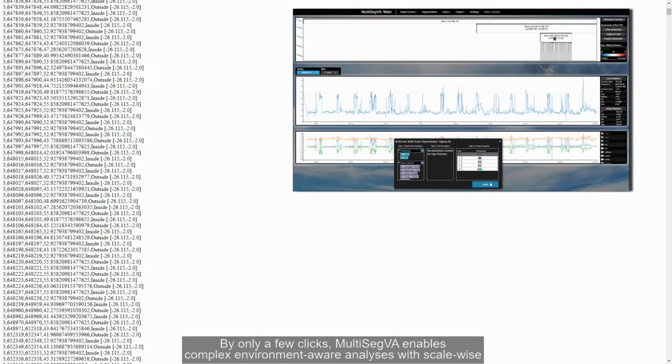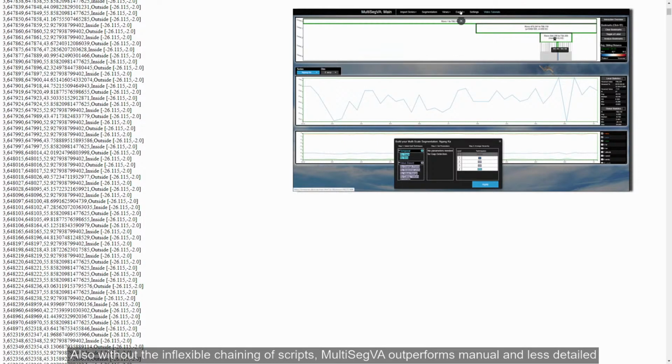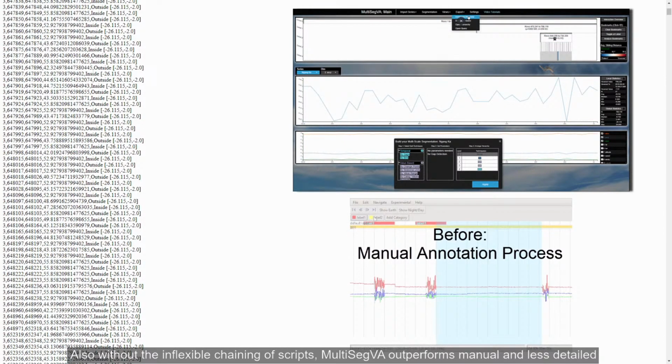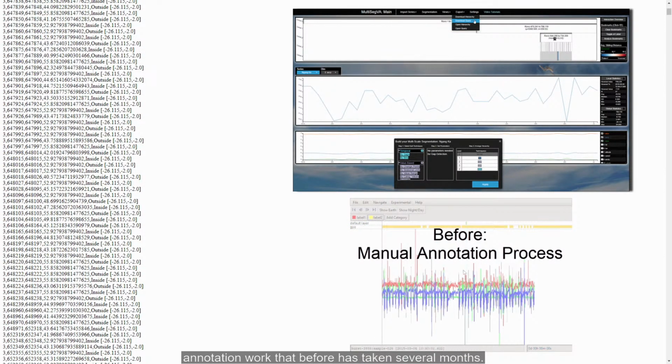By only a few clicks, MultiSegVA enables complex environment-aware analysis with scale-wise parameters and extensive visual feedback. Also, without the inflexible chaining of scripts, MultiSegVA outperforms manual and less detailed annotation work that before has taken several months.